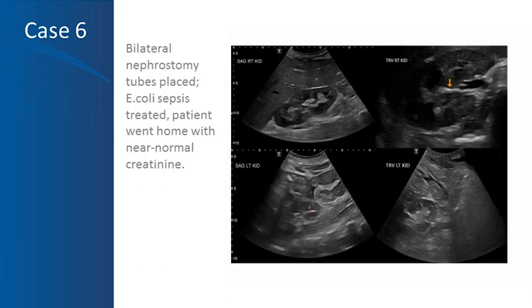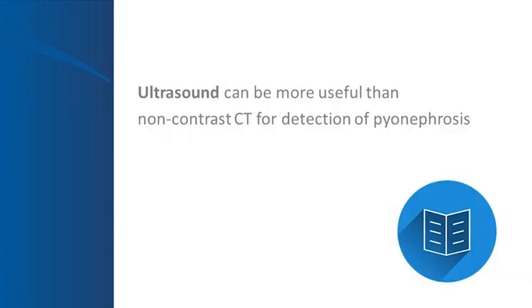So immediately after noticing this finding, she underwent bilateral nephrostomy tube placement, and simultaneously her E. coli sepsis was treated. After the placement of stents, within a few days, her renal function significantly improved, and she went home with near normal creatinine. So the take-home point from this case is that ultrasound can be more useful than non-contrast CT for detection of pyonephrosis, because you might not always be able to give contrast for the CT scan in the presence of renal dysfunction. Next case here.